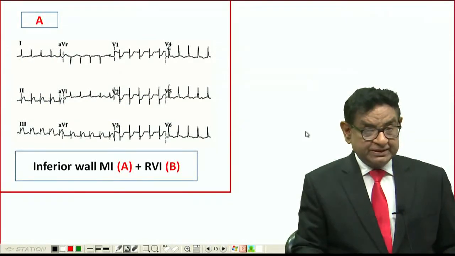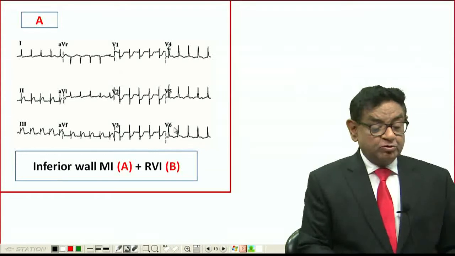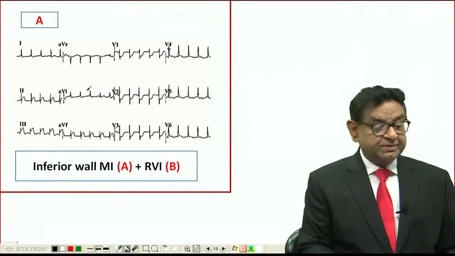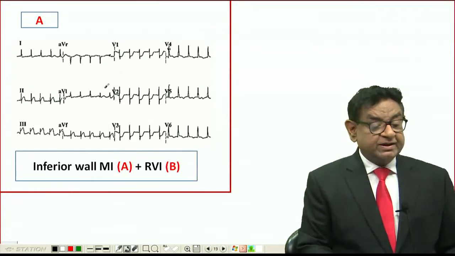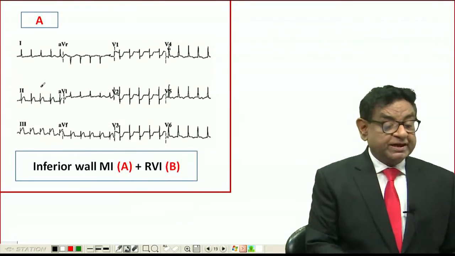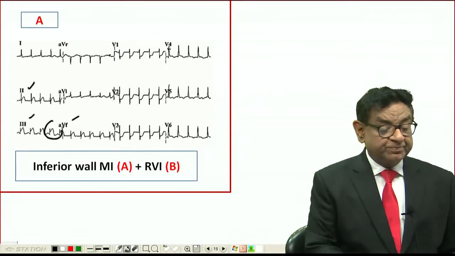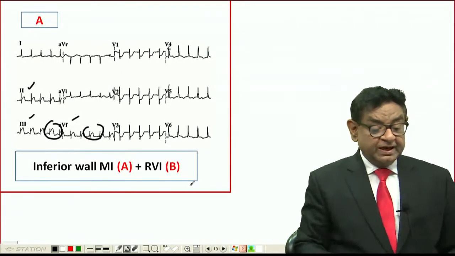Well, let me show you the ECG. Look, I've got two ECGs recorded in two parts, of course, of the same patient. In A, you are getting inferior wall MI. You are getting ST segment elevation in L2, L3, AVF.